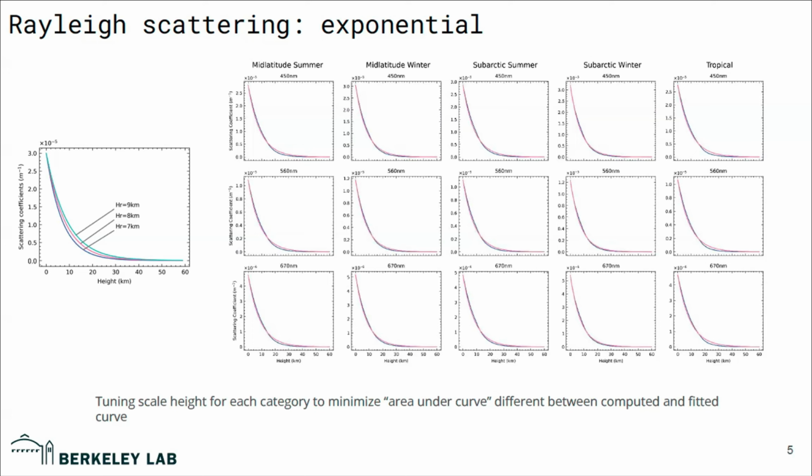This is measured by the U.S. Air Force Geology Lab, I think, across the globe. So we have essentially 5 profiles. We have mid-latitude, subarctic, and tropical in terms of latitude range. And then we have summer and winter for the mid-latitude and the subarctic region. So essentially we tune the scale height across the spectrum.